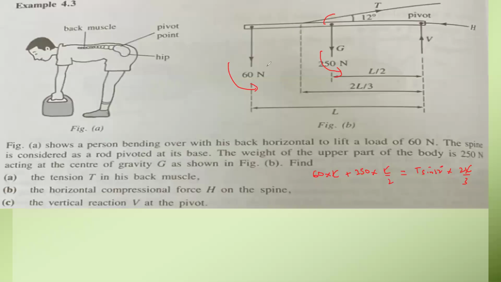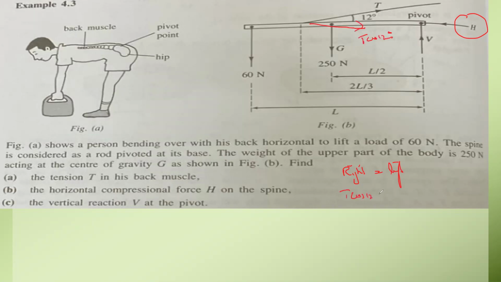Then we need the horizontal force. So how do we work out the horizontal force? The total force acting towards the right must be equal to the total force acting towards the left. So T cosine 12 is acting towards the right, and the horizontal force H is toward the left. So H is equal to T cosine 12 degrees.